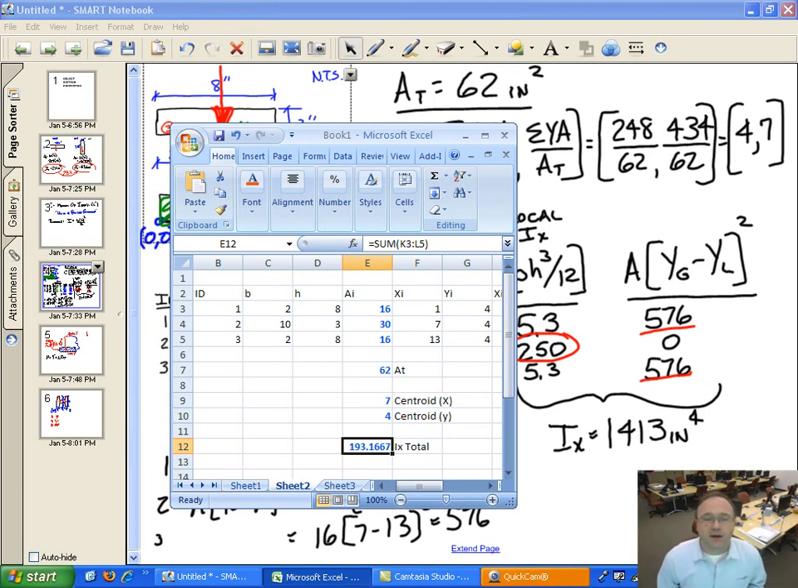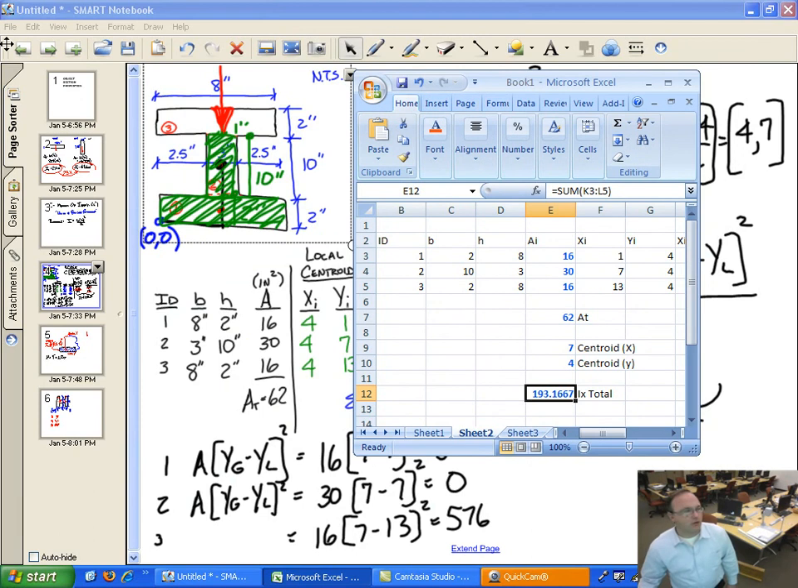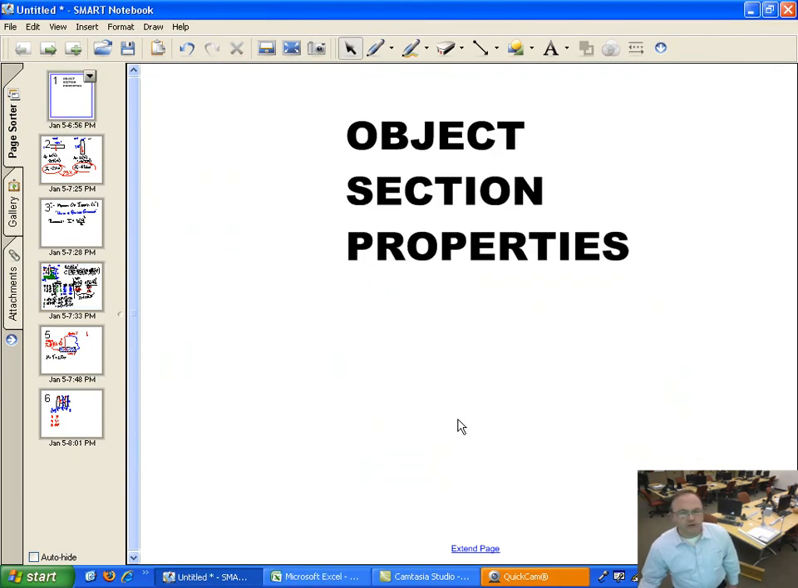This is what we're looking at: moment of resistance, moment of inertia, or resistance to bending in terms of a concept. So this concludes our introduction to object section properties for today. Thank you.